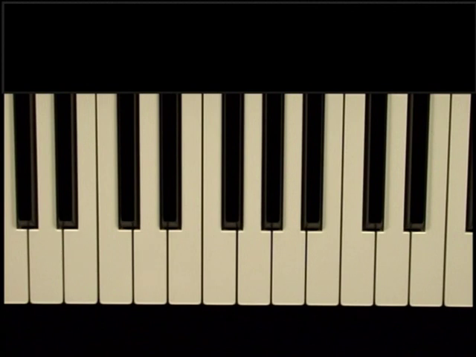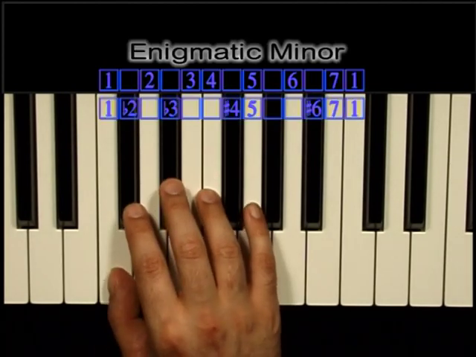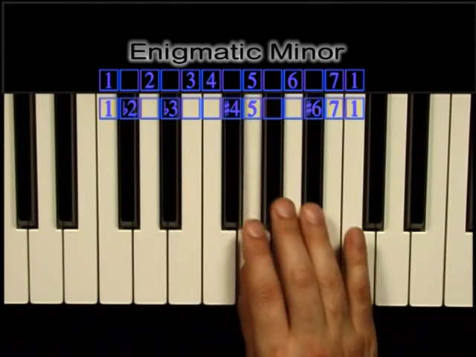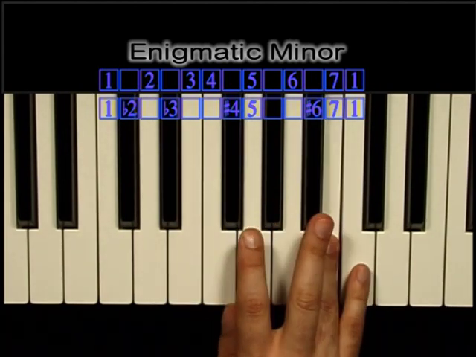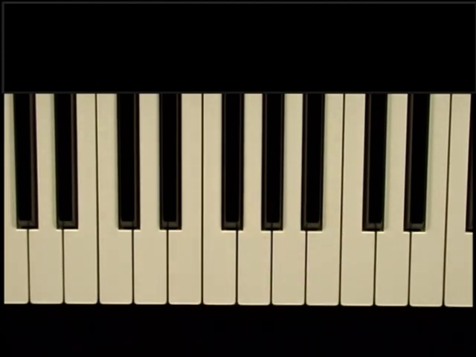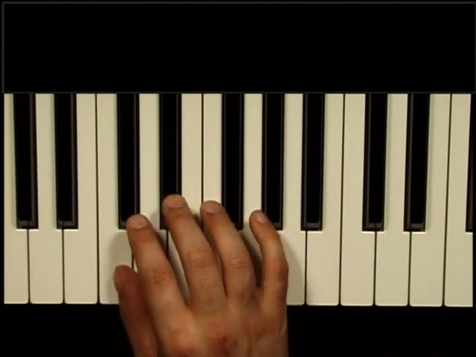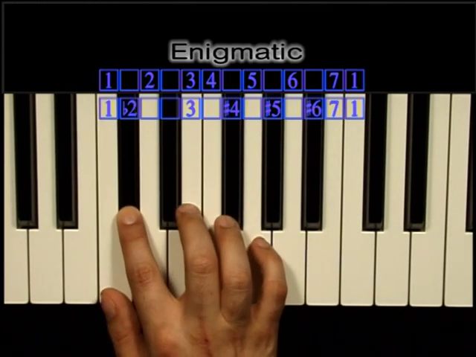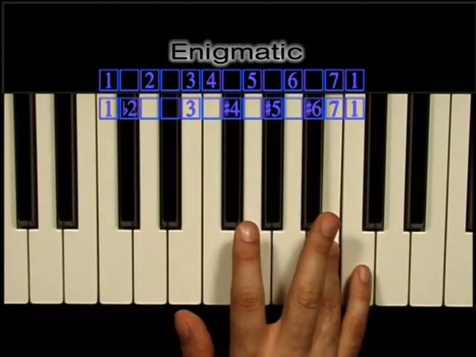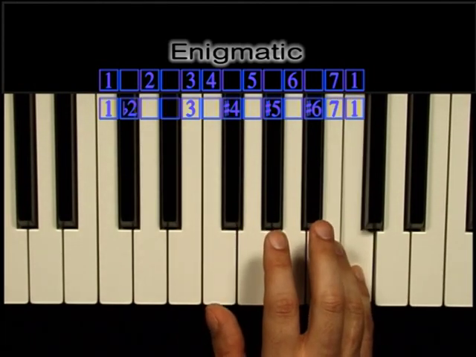If we flat the 2 and the 3 and sharp the 4 and the 6th, we get an enigmatic minor: 1, flat 2, flat 3, sharp 4, 5, sharp 6, 7, and the octave. If we flat the 2, sharp the 4, sharp the 5, and sharp the 6, we get the enigmatic: 1, flat 2, 3, sharp 4, sharp 5, sharp 6, 7, and 1.